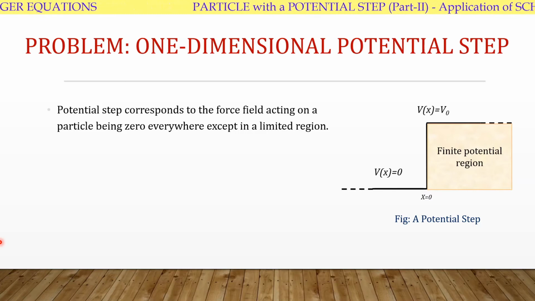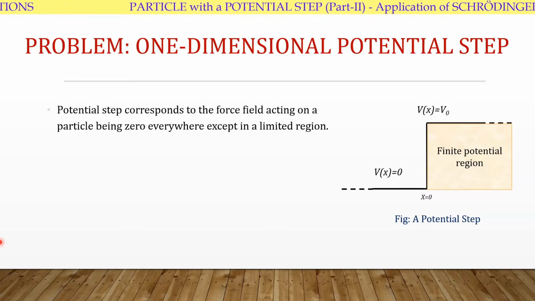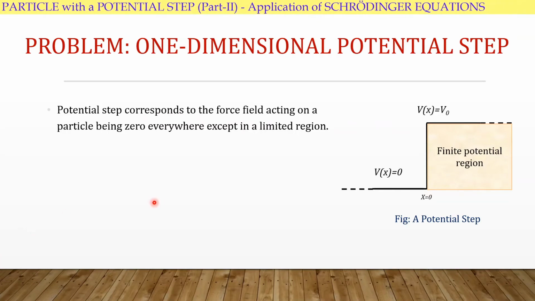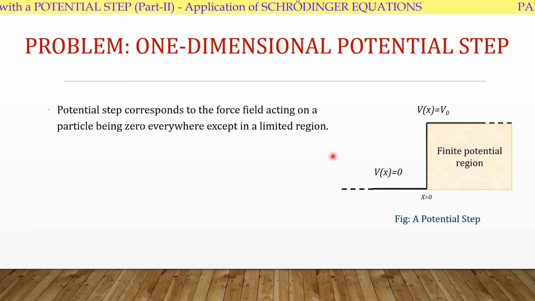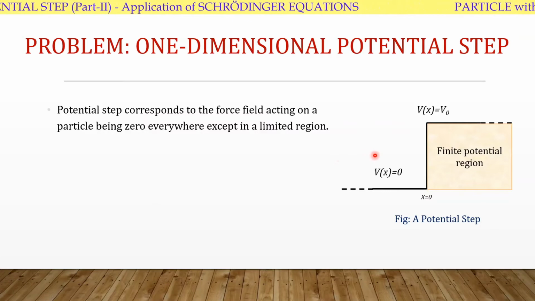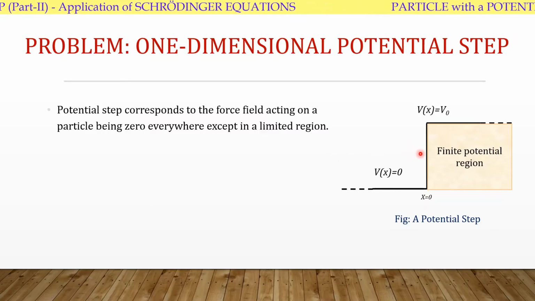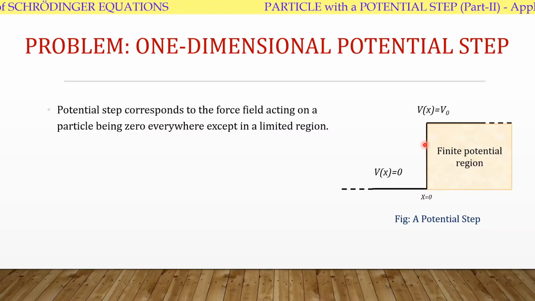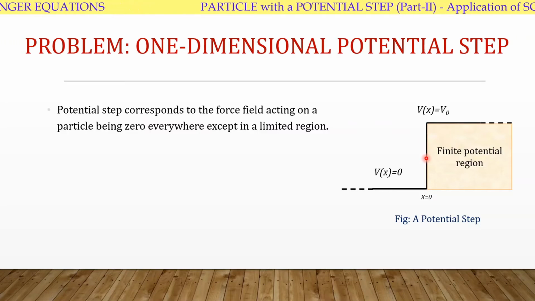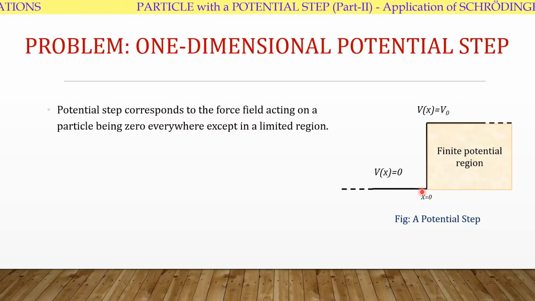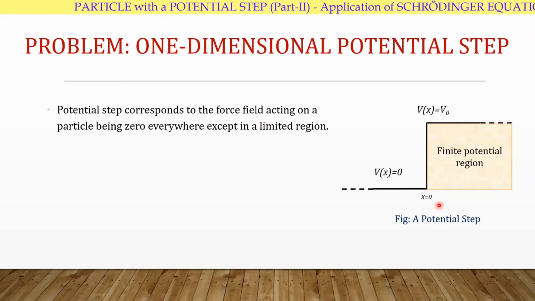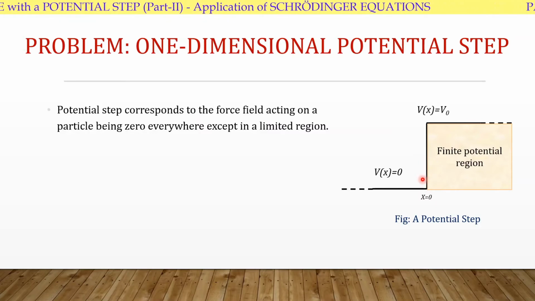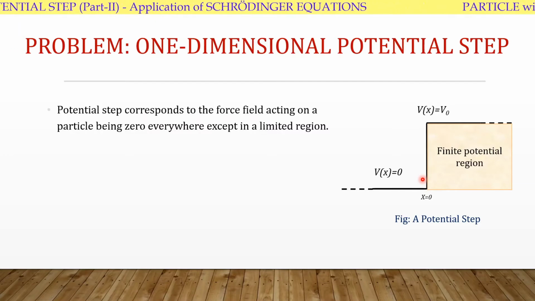First, let me brief you again about the problem of one-dimensional potential step. See students, this problem corresponds to a particle which is moving freely along the positive x direction and suddenly encounters a hike in potential. This hike in potential has been termed here as potential step. This potential step at x equal to 0 interrupts the motion of the particle, and we have to solve for its behavior after hitting this potential wall.